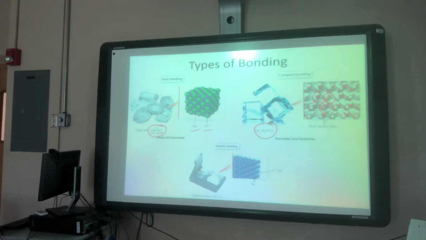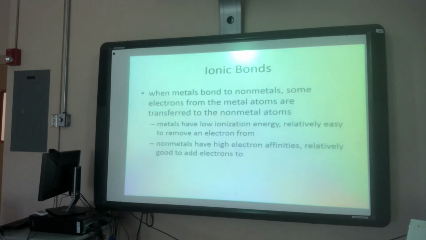All right, so let's talk about each of these different types of bonds in a little more detail. So first, let's talk about ionic. And we're going to talk about each of these a lot more, okay? So this is just a little bit of an intro. So with ionic, we said it's a metal and a non-metal. And we said that the electrons were transferred.